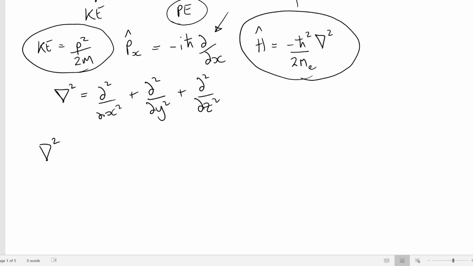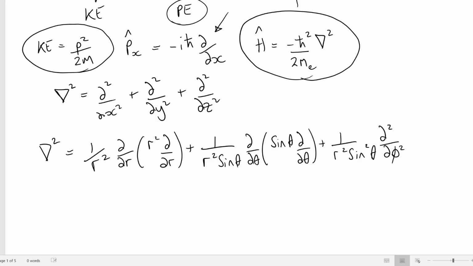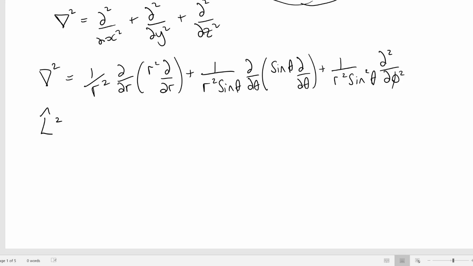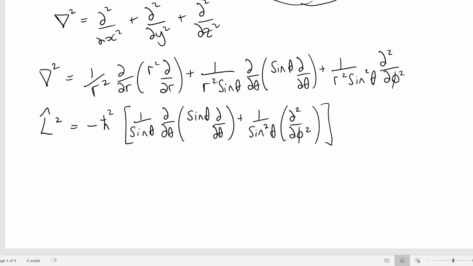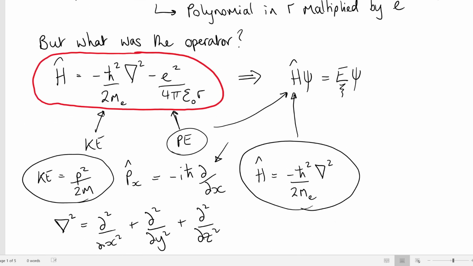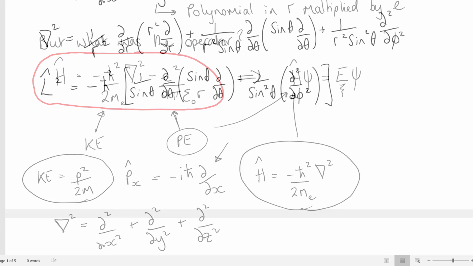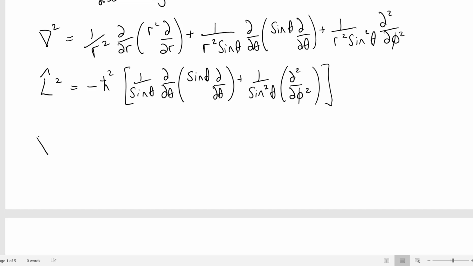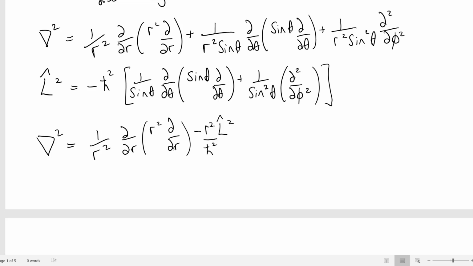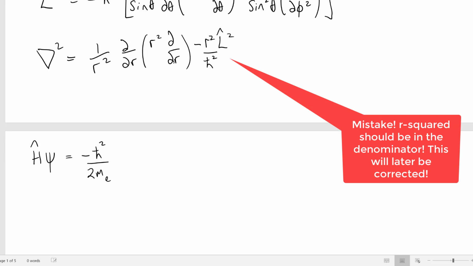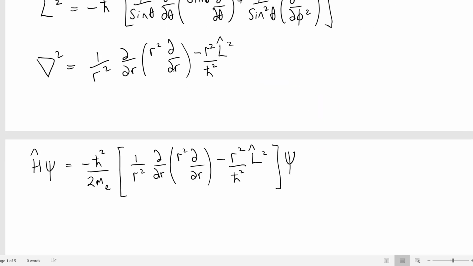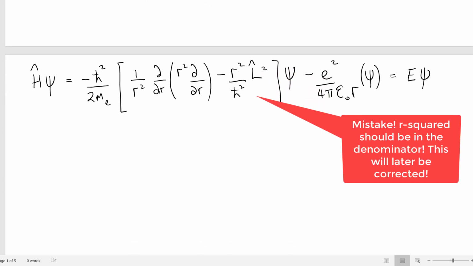So let's for a second remind ourselves of del squared for polar coordinates, spherical coordinates, and that's equal to this expression. We can also recognize that the angular momentum operator squared is equal to minus h bar squared, as shown. And so finally, we can rewrite our Hamiltonian operator in the following way. Along the way, we can make this substitution. And from that, so this is our revised form of our Schrodinger equation.